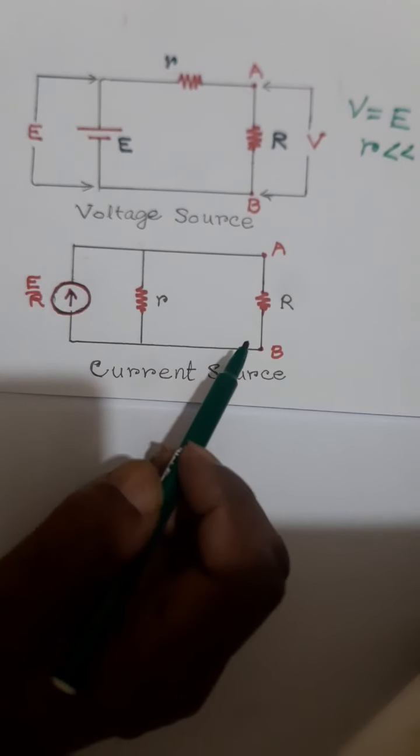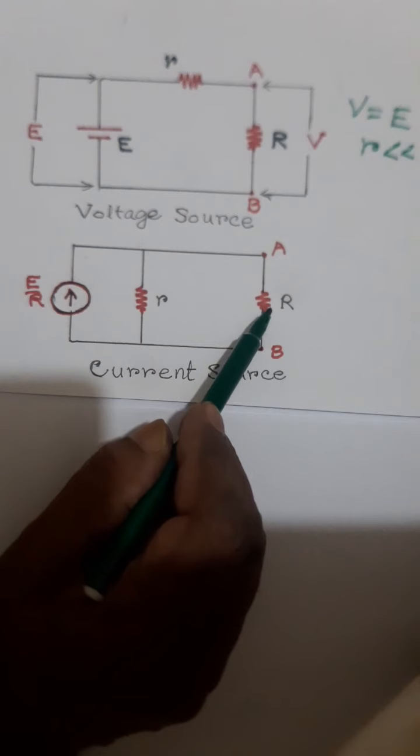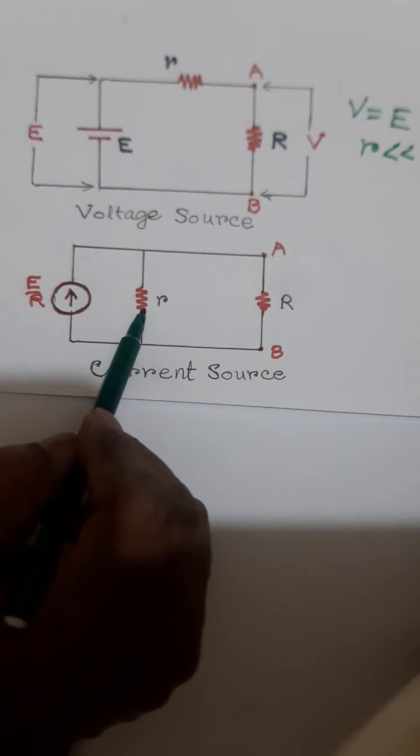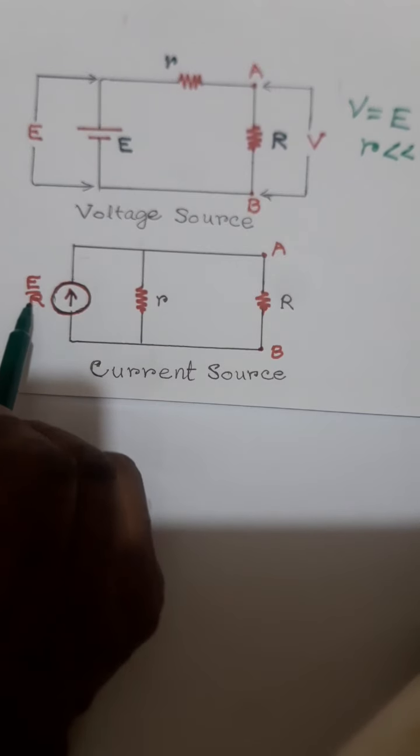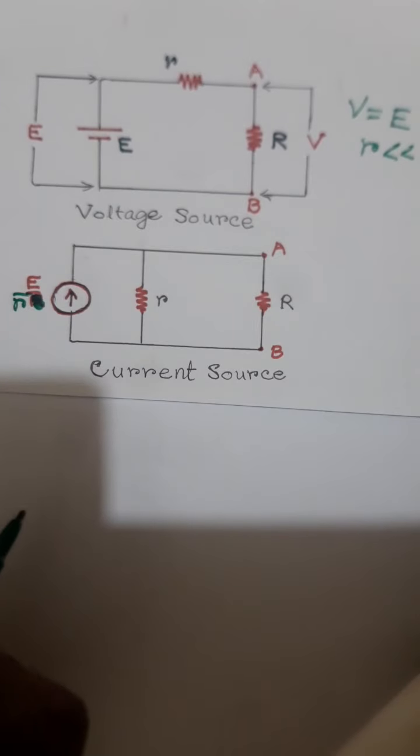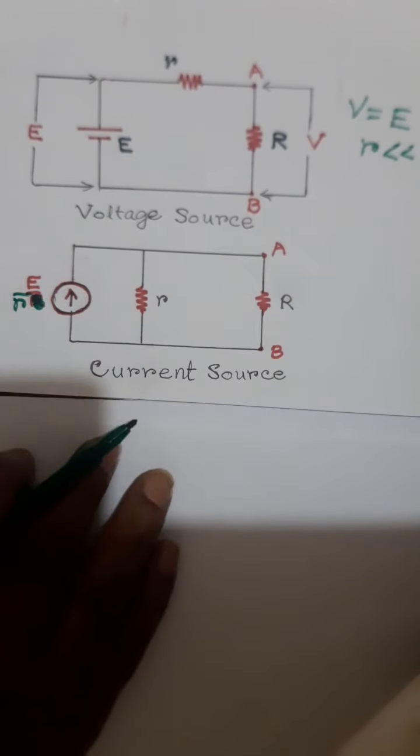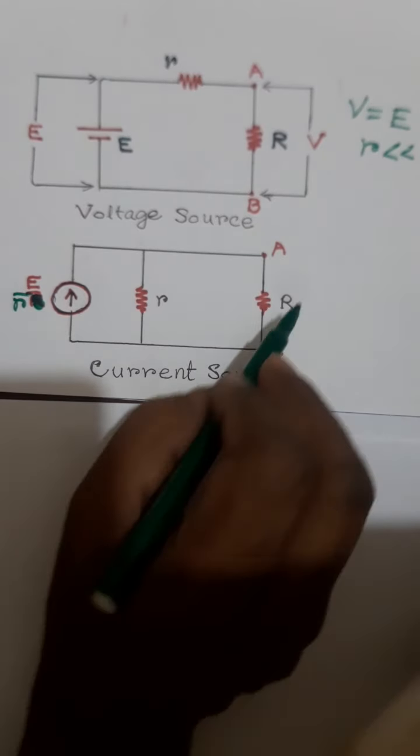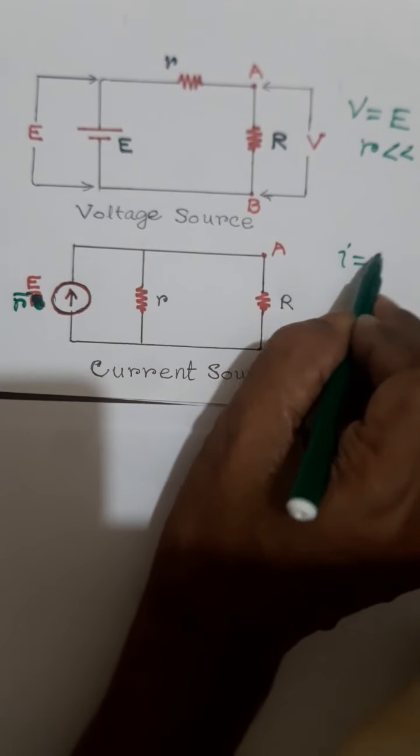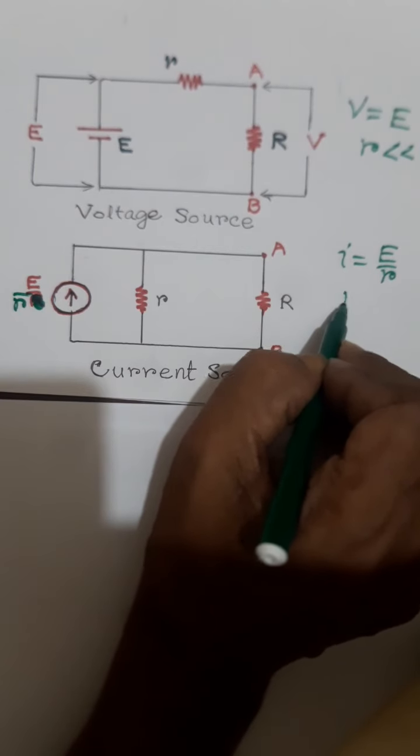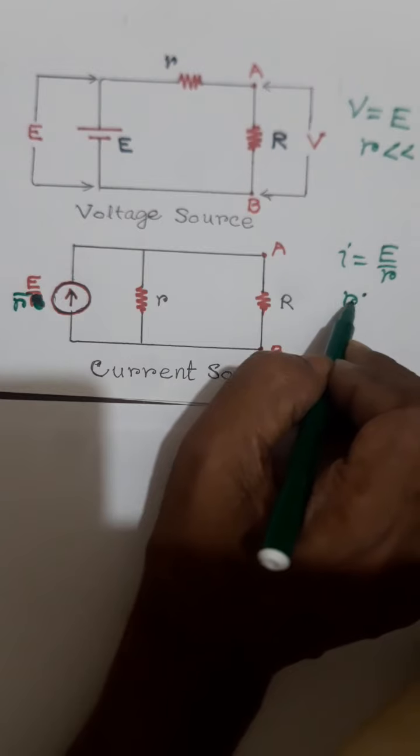In a current source, the load is in parallel with the source resistance small r. The amount of current is E by small r. This is the current source. And I equal to E by R when capital R is very, very less than small r.